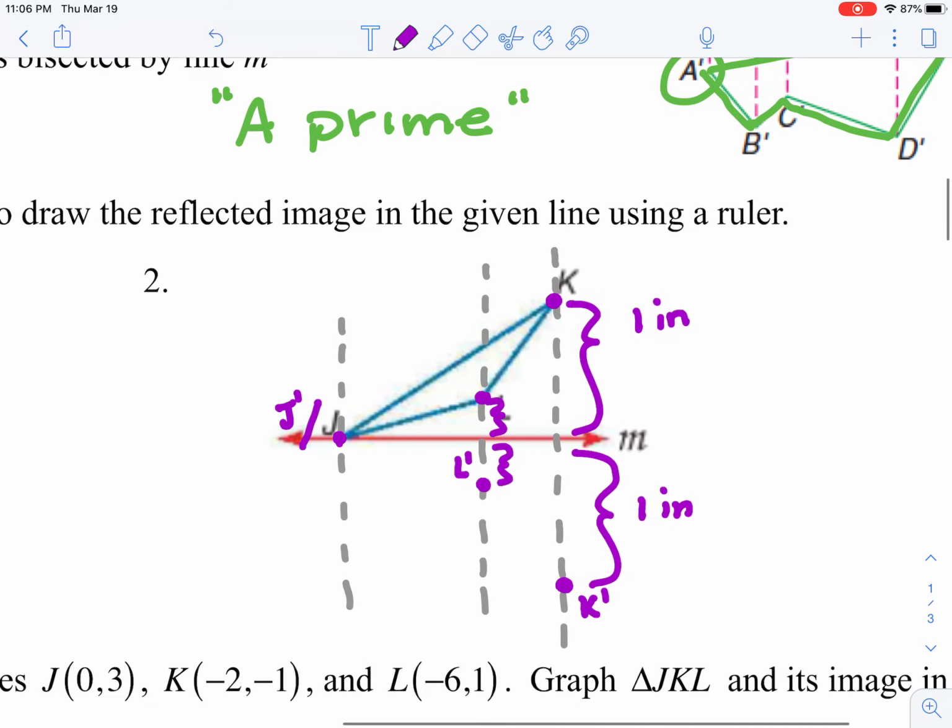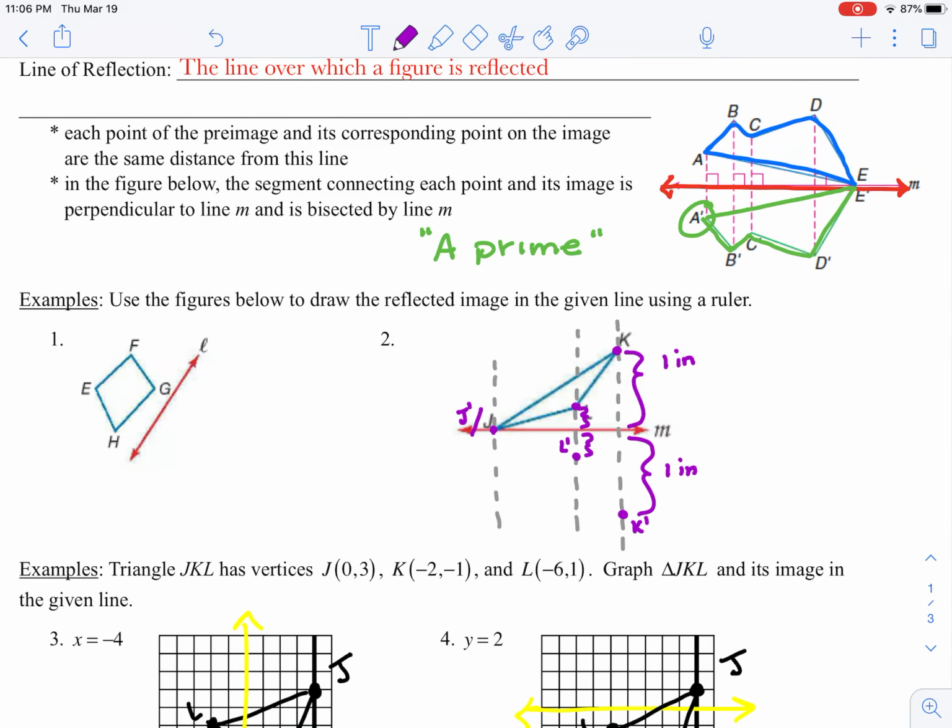Once you reflect each of your points, you should then, of course, connect them. So here's K prime, L prime, and J prime. And typically I like to shade in my image just so that it stands out from the rest. Okay, when you're actually doing this on a piece of paper, you do not need to mark the measurements that you've come up with. So I'm going to get rid of this the best I can, just so you can see what this would actually look like on a piece of paper.